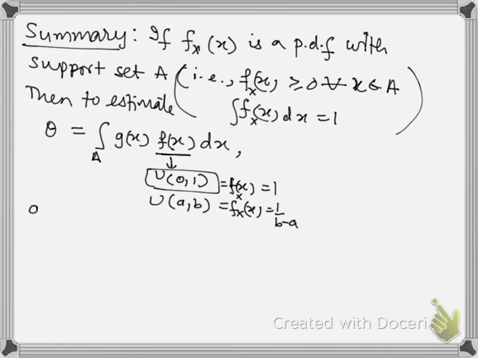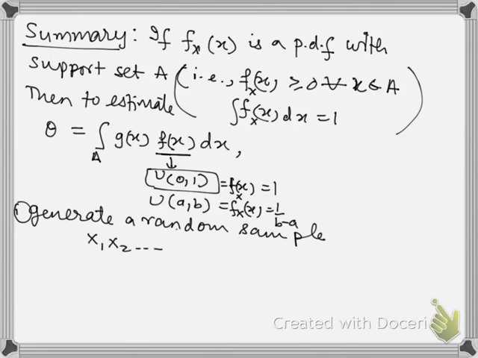So your theta that you want to evaluate is the integral over the support set of g(x) f(x) dx. What you do is generate a random sample. So the first step is generate a random sample x1, x2, ..., xn IID from f(x). So we had 3 examples. In one example the f(x) was uniform 0, 1, in another example our f(x) was uniform A to B, in another example our f(x) was standard normal.